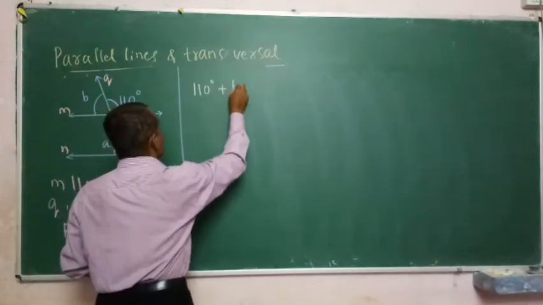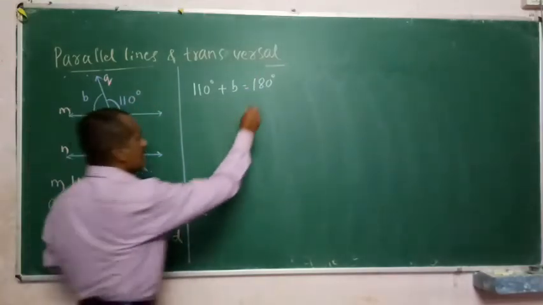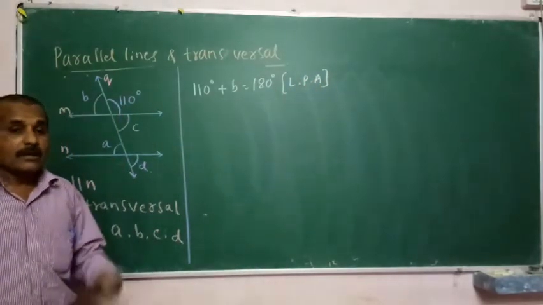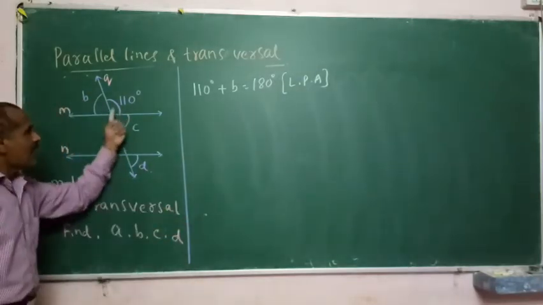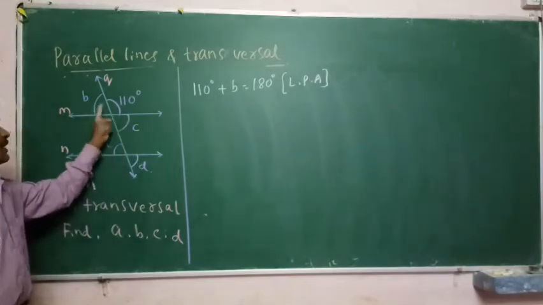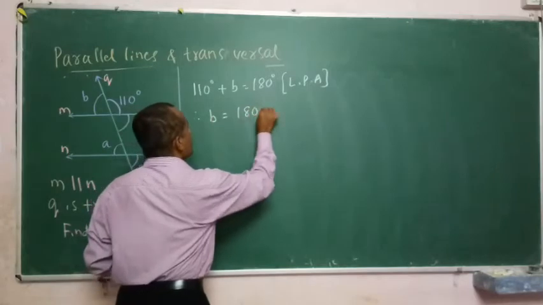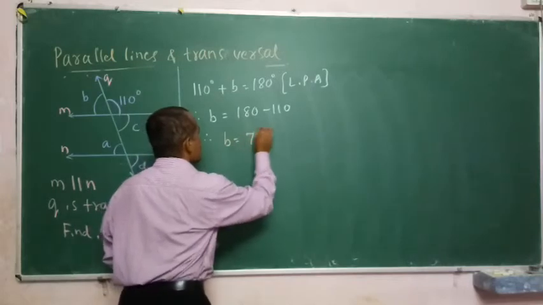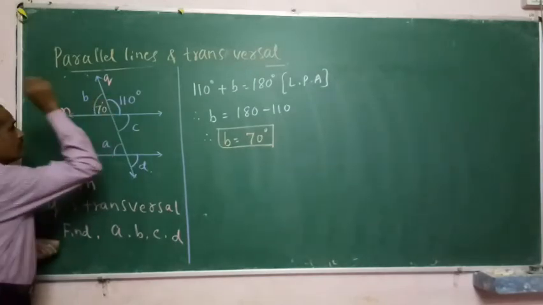110 plus B is equal to 180. This is because of the linear pair axiom. My dear children, these problems can be solved in many ways. One of them, you can add these two also. This is also linear pair axiom, 180. Therefore angle B is equal to 180 minus 110. Therefore B is equal to 70 degrees. One angle got. I got this angle as 70 degrees.